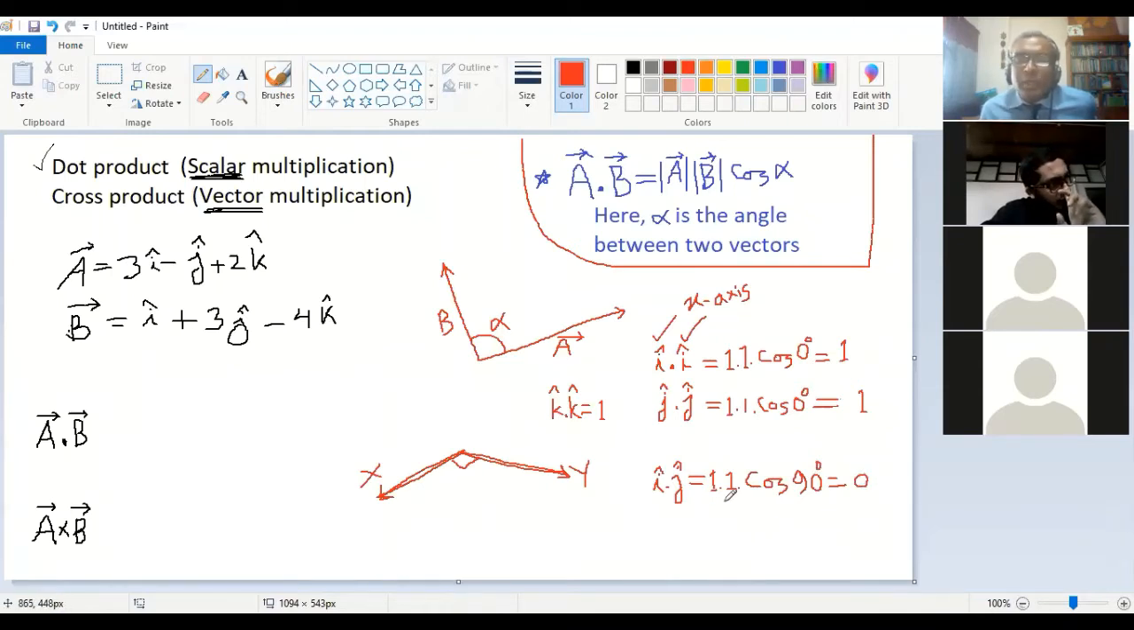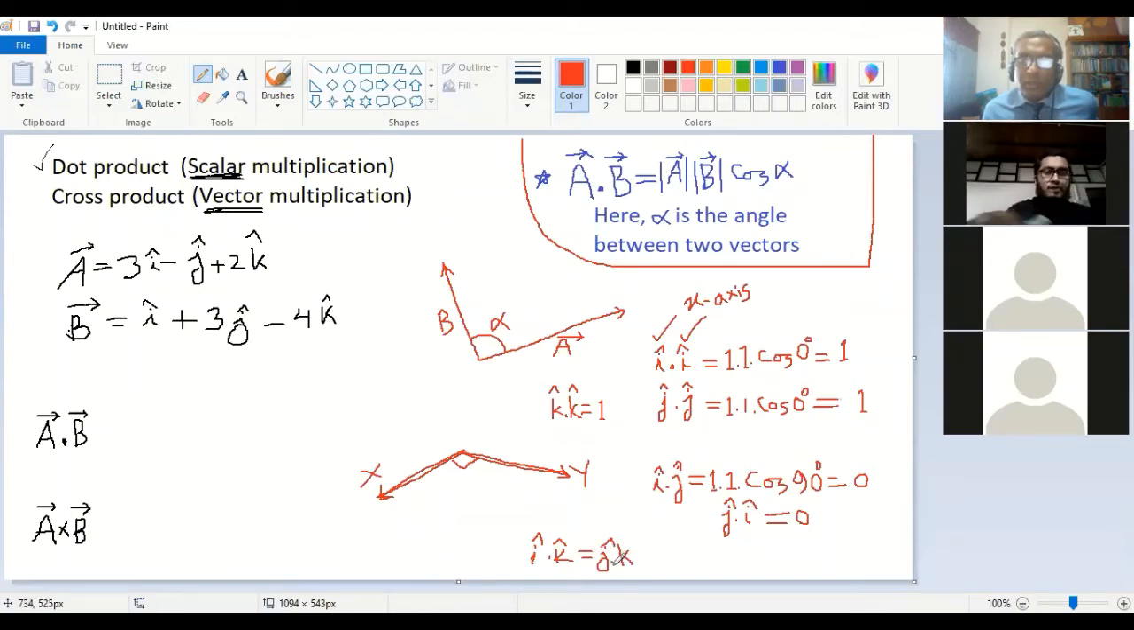Okay. Sir, will it be different if you do j dot i, if you do j first and then dot then i? Is it different? No, sir, this is not different. This will be again the same 0. If you use i dot k, it will be 0. If you use j dot k, that will also be 0.